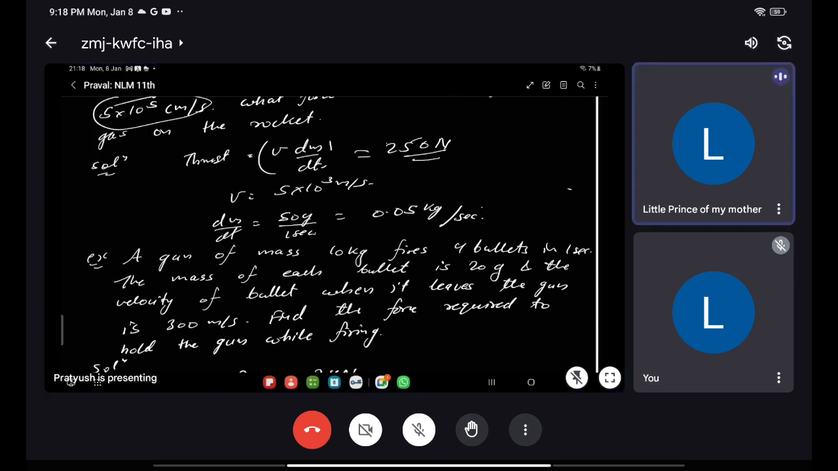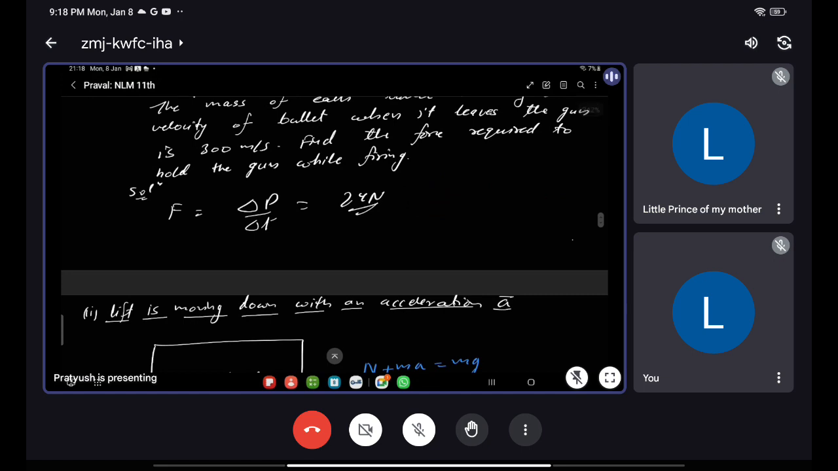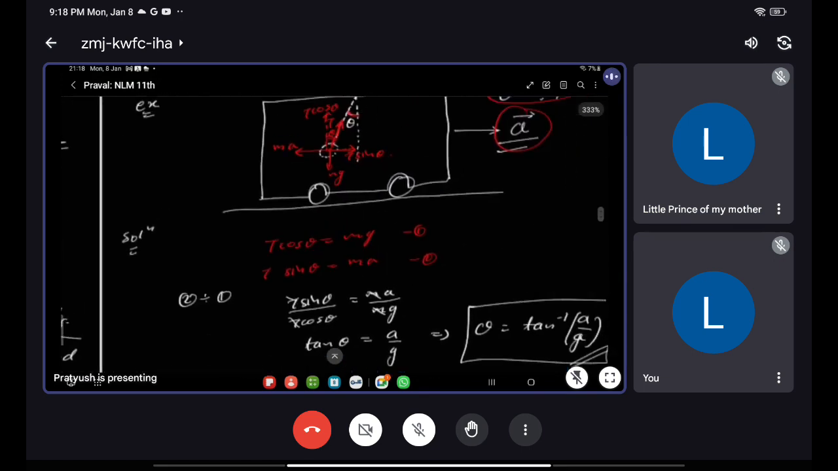24 Newton. Very good. Nothing we need to do, just rate of change of momentum you need to calculate. That's it.